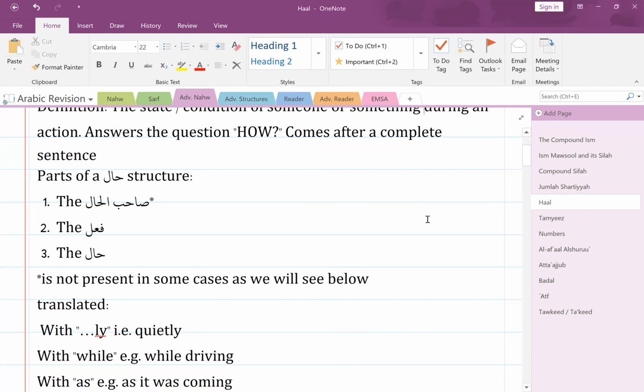So if we're to look at what a hal is, there are three parts of a hal structure. There's a sahibul hal, the person who's basically doing the action. That's the sahibul hal. Then you have the fi'l, which is now the verb. There has to be a verb or a state in which that person is.